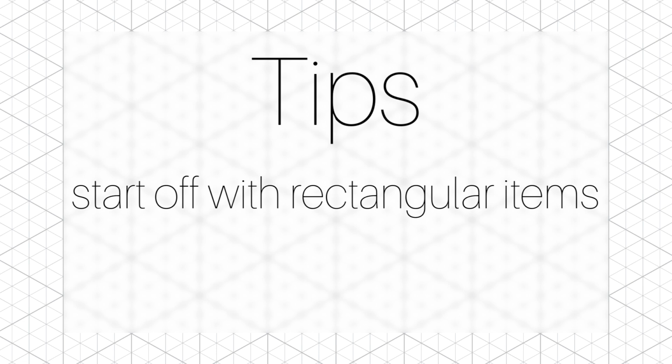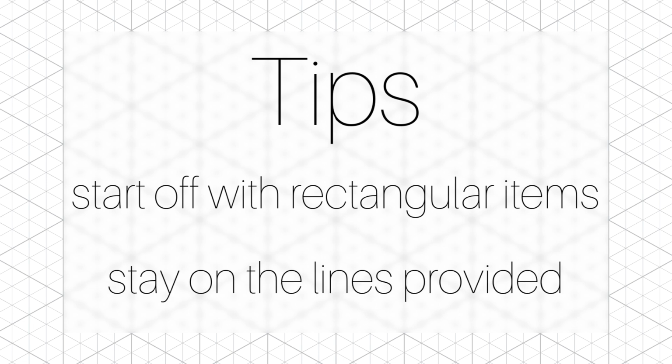If you're just getting started with isometric drawing, I suggest that you draw only square or rectangular objects and make sure you're always staying on the lines. It'll make your life significantly easier and make your drawings far better and more accurate.